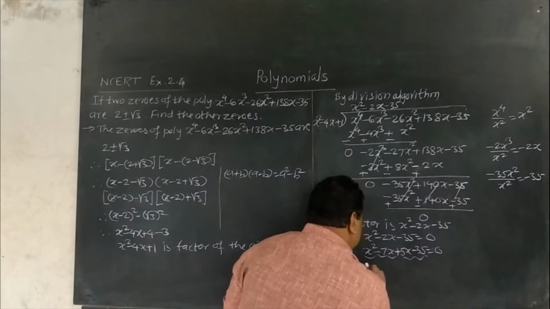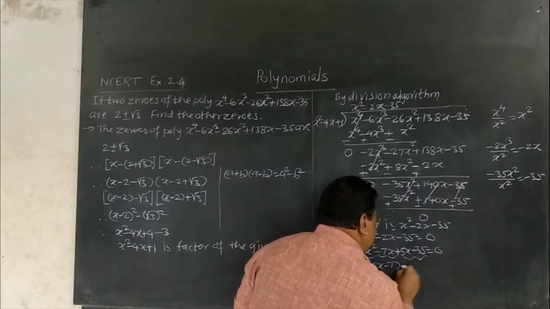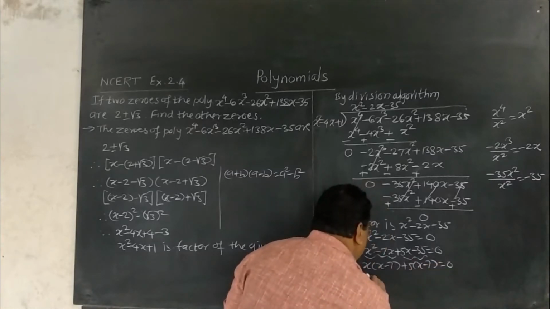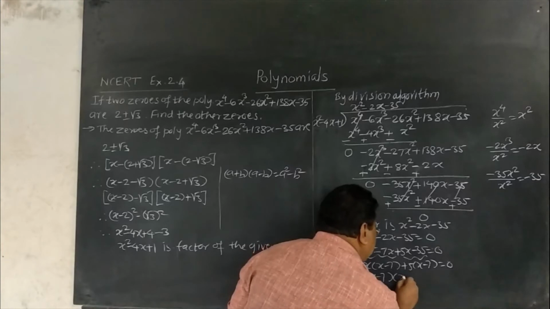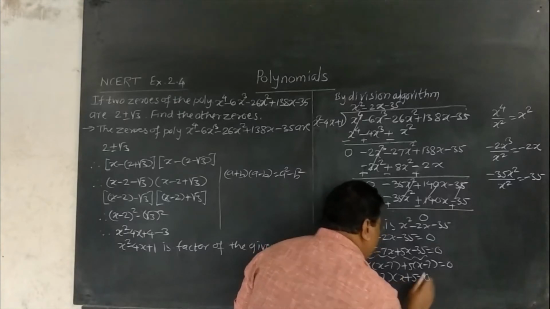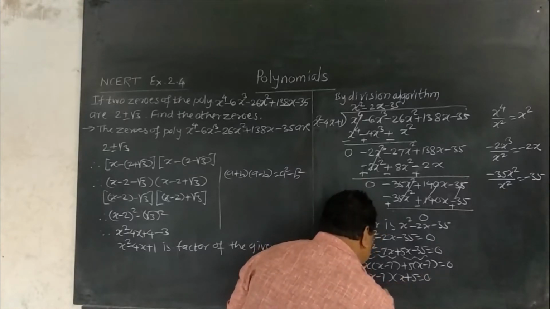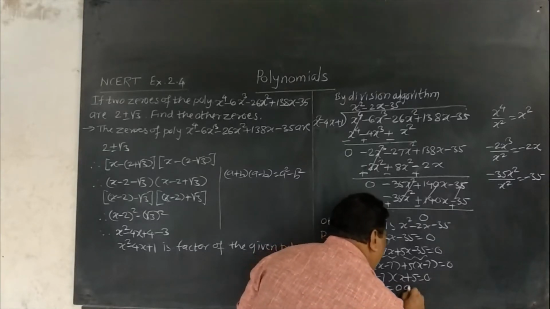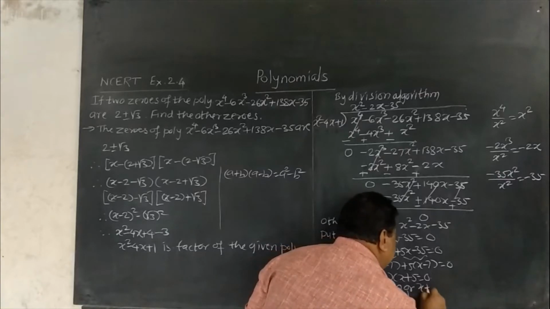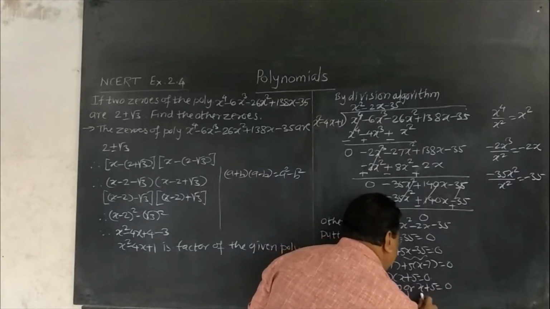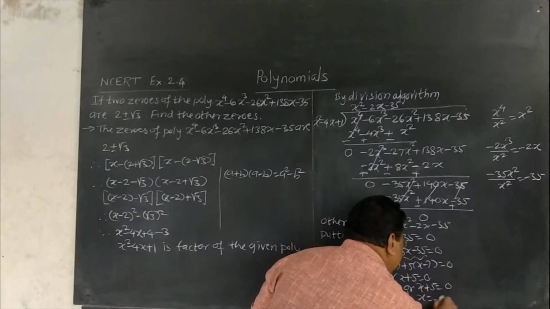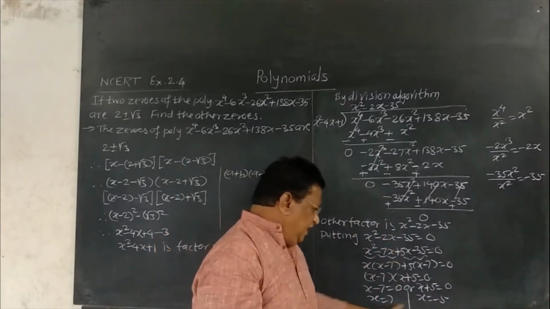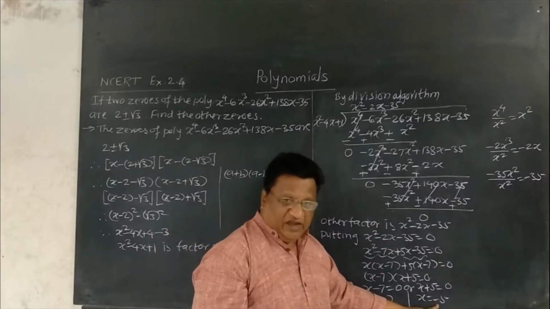Factorizing, so x into x minus 7 plus 5 into x minus 7 is equal to 0. So (x minus 7) and (x plus 5) is equal to 0. Therefore x minus 7 is equal to 0, x is equal to 7, or x plus 5 is equal to 0, therefore x is equal to minus 5.